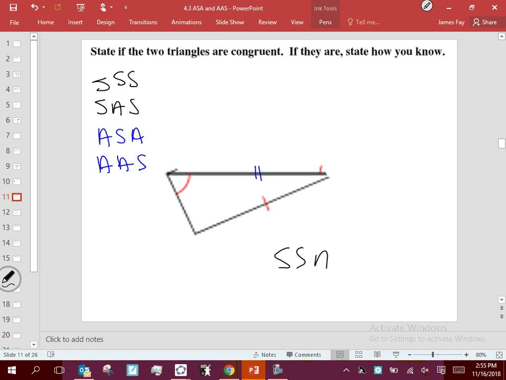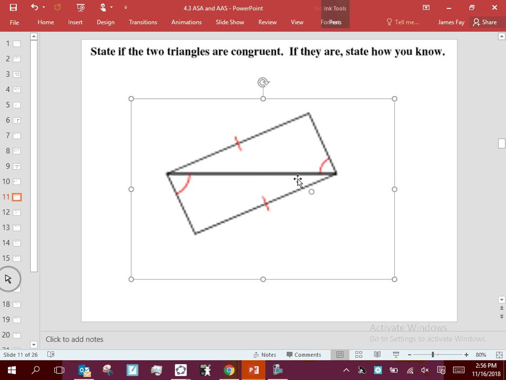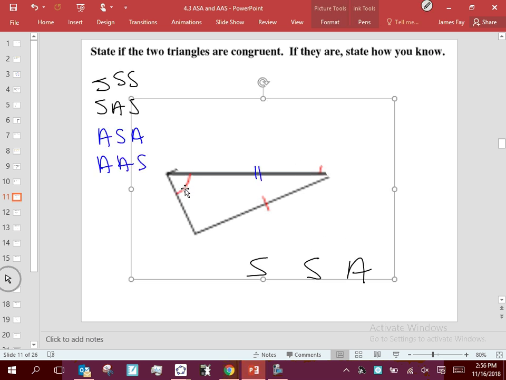That's side, side, angle. See how the angle is not, let me do it this way, side, side, angle. Hopefully that works. The angle is not in the two sides, though. Right here? Yeah, but it's not marked. The markings are telling, because these things are standing for congruent angles and congruent sides. So we don't know if this angle is congruent to anything else in the other triangle.